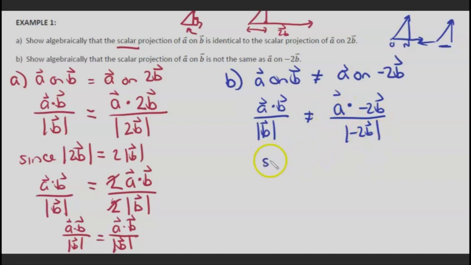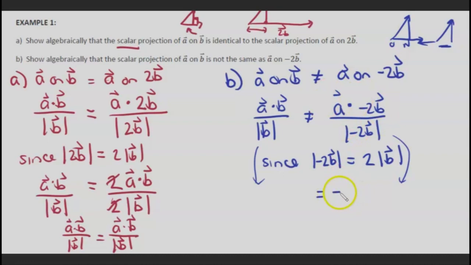So here's the thing. Since the magnitude of negative 2B is actually, because remember, as soon as we have a negative in the magnitude, it's going to eventually be positive. So the magnitude of negative 2 vector B is actually 2 times the magnitude of vector B. And that's going to equal, if I rearrange these, negative 2 vector A dot vector B, and then that's going to be over 2 times the magnitude of vector B.